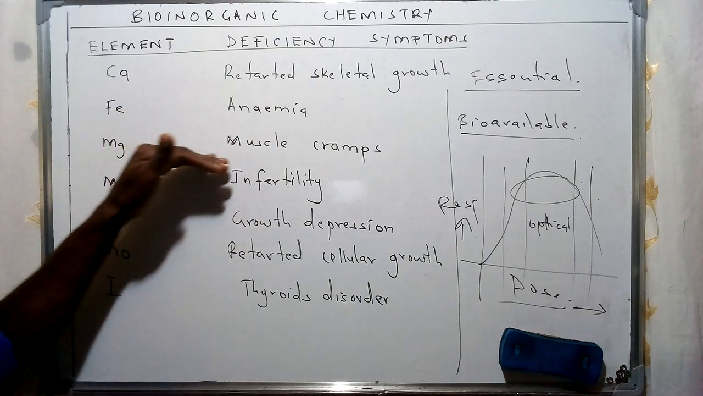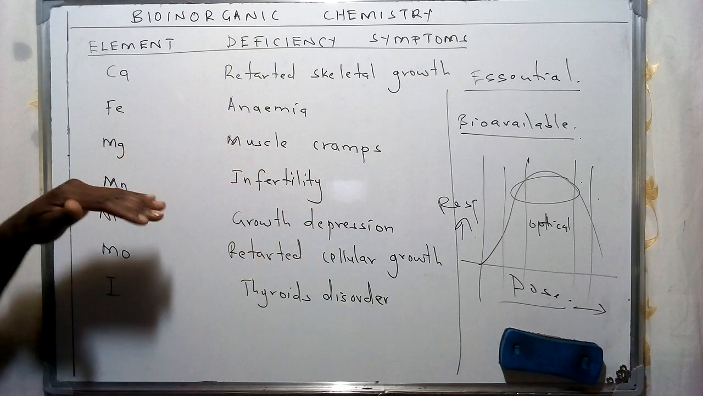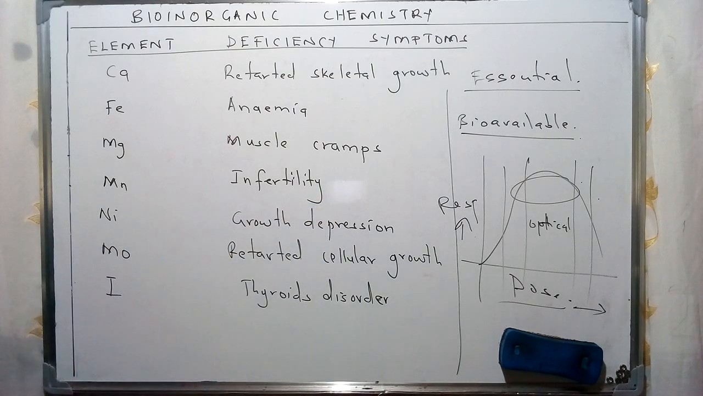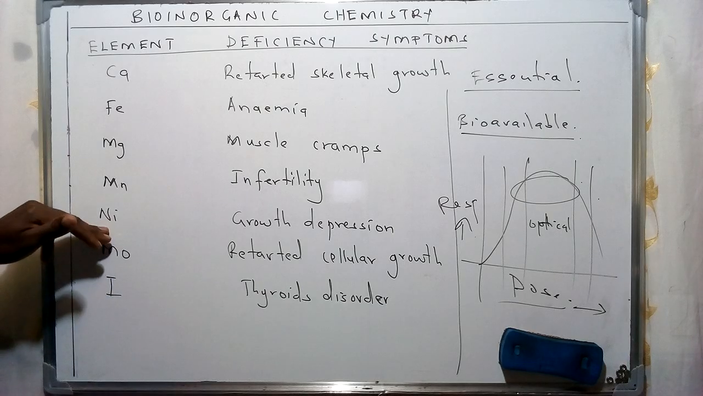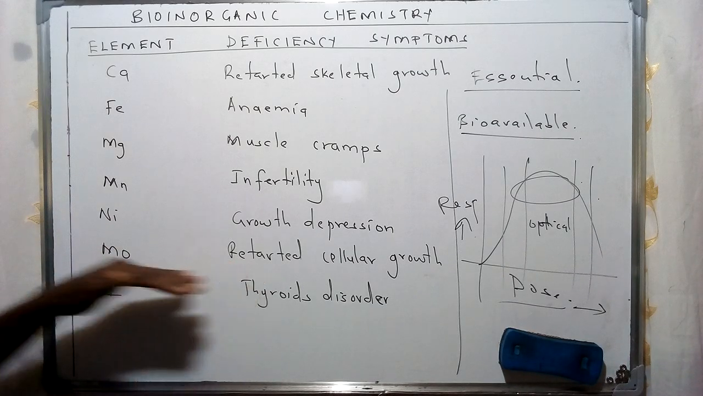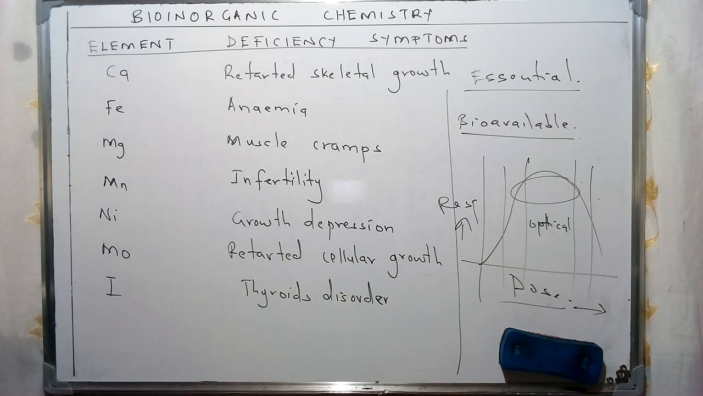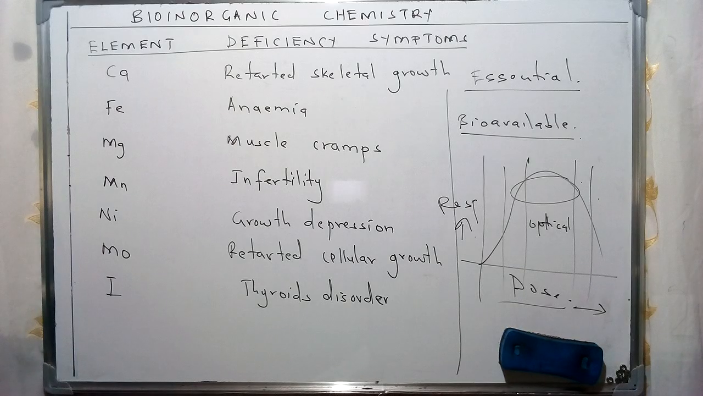And the absence of magnesium, or a deficient amount of it, is going to cause muscle cramps, while manganese deficiency is going to cause a condition of infertility. Growth depression is going to be realized due to the deficiency of nickel. And the deficiency of molybdenum is going to lead to retarded cell growth, and thyroid disorders due to the deficiency of iodine. These are some of the examples which we are going to be coming across, and we shall be mentioning them as we go by.